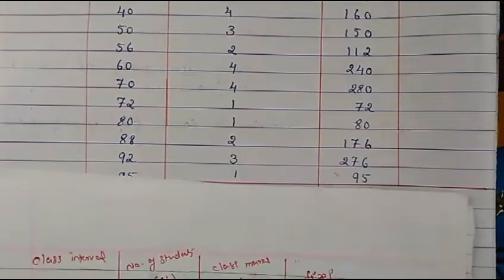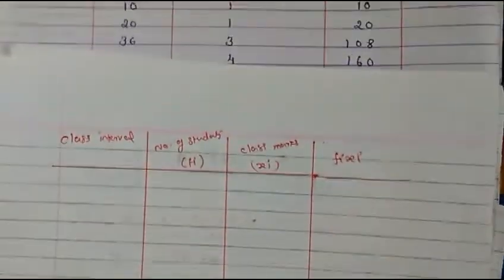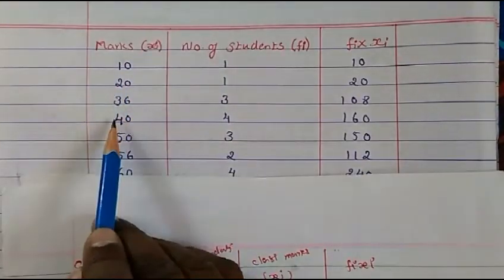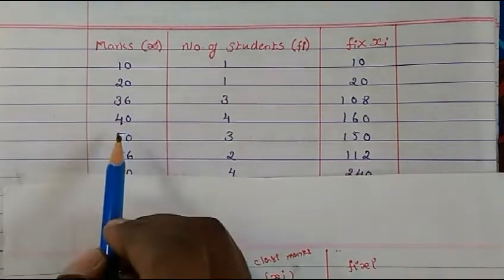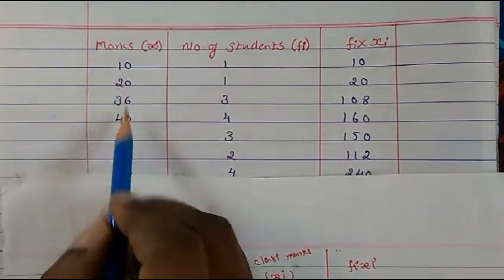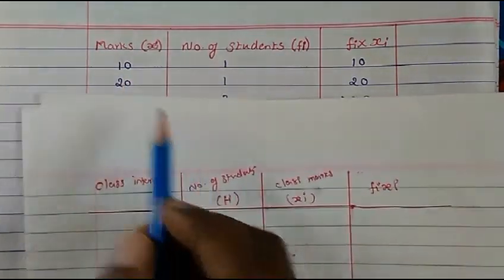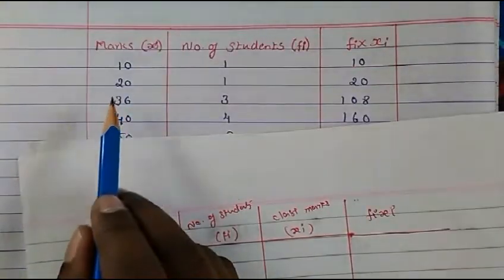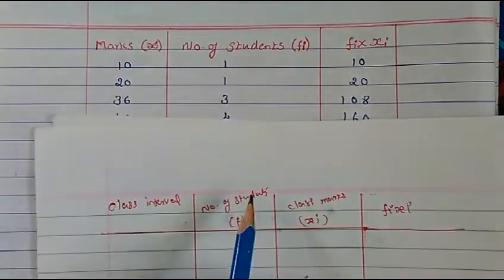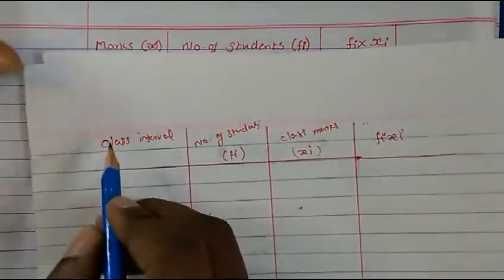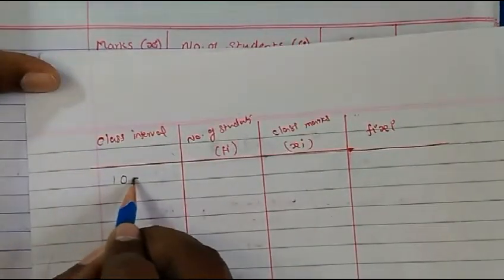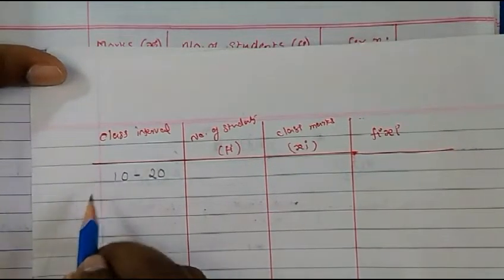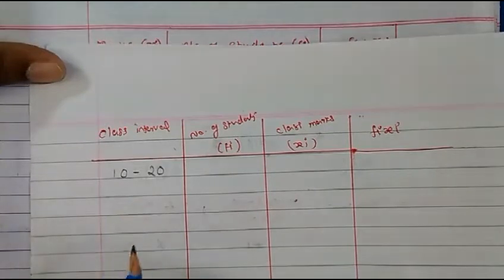But here in the direct method we will write the class interval. Instead of writing 10 how many, 20 how many, 36 how many, 40, we will arrange them in a specific manner. This class interval is purely your choice. You can make your own class interval. So you can write between 10 to 20 marks. What is the difference? 20 minus 10 is 10, so you can give a difference of 10.